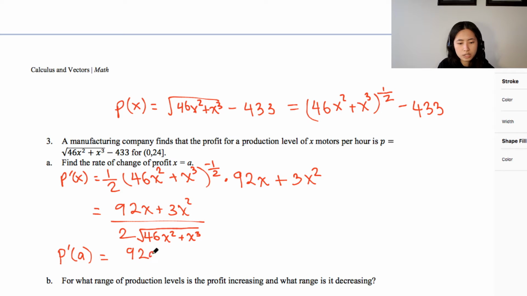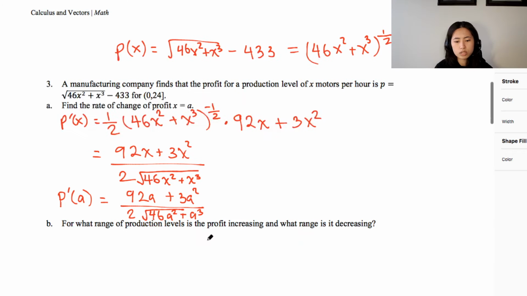And this is now going to be 92a plus 3a squared, over 2 times the square root of 46a squared plus a cubed. So just make sure that this is also inside. Okay, there we go. Again, it really depends on your teacher, because some teachers like to simplify the terms. In this case, because you have a radical in your denominator, some teachers don't like that at all. So you can simplify this further by multiplying your numerator and your denominator by the square root of 46a squared plus a cubed to get rid of the radical in your denominator.